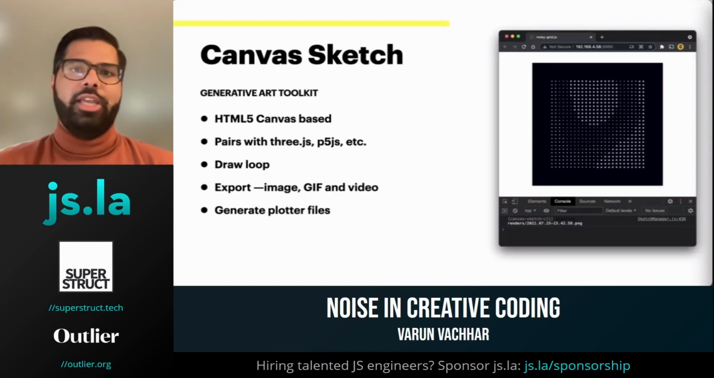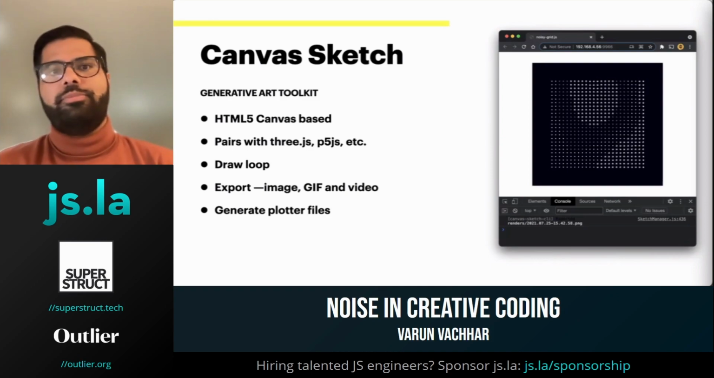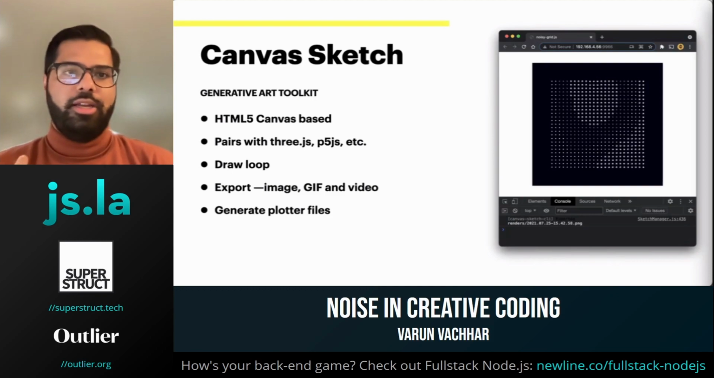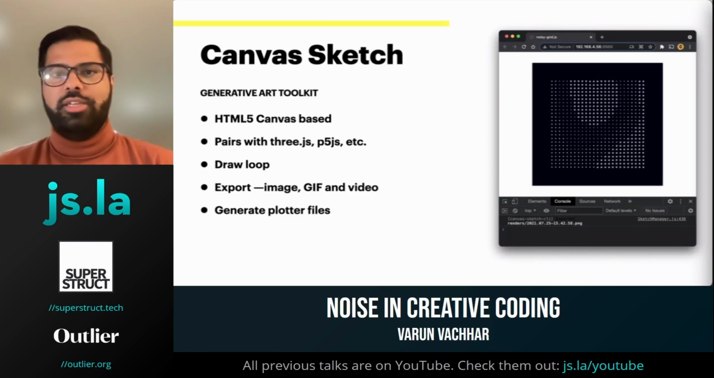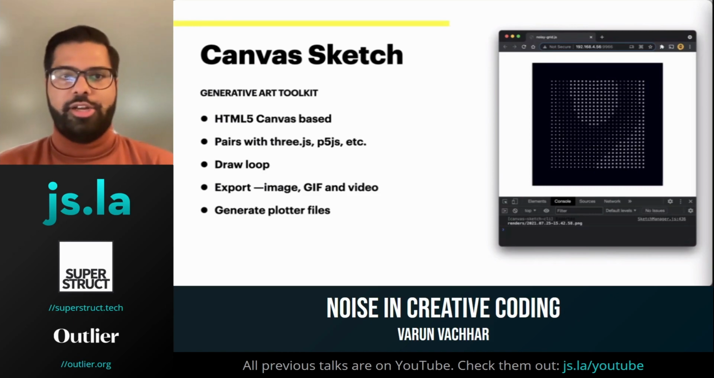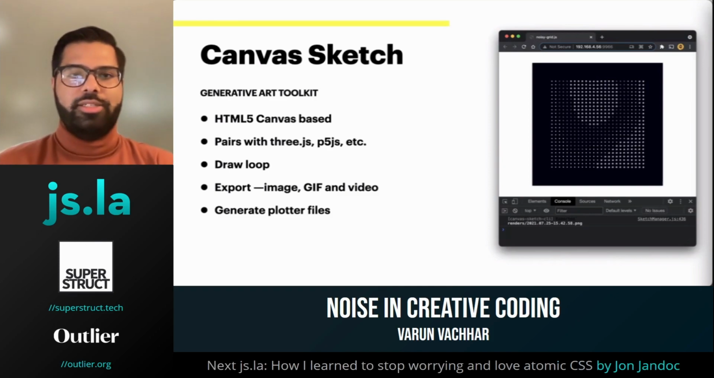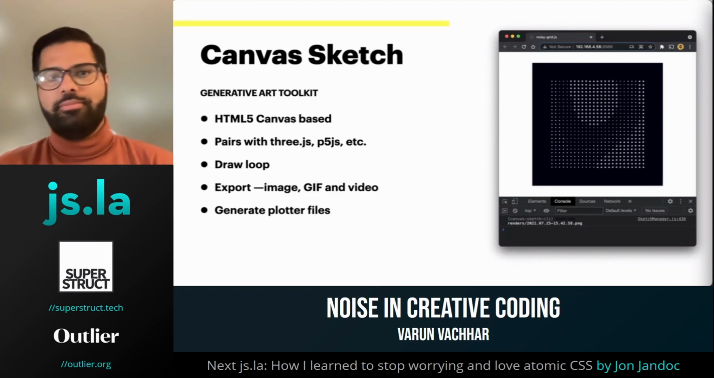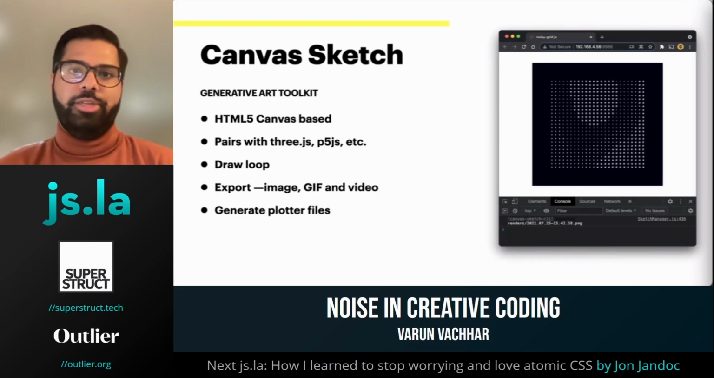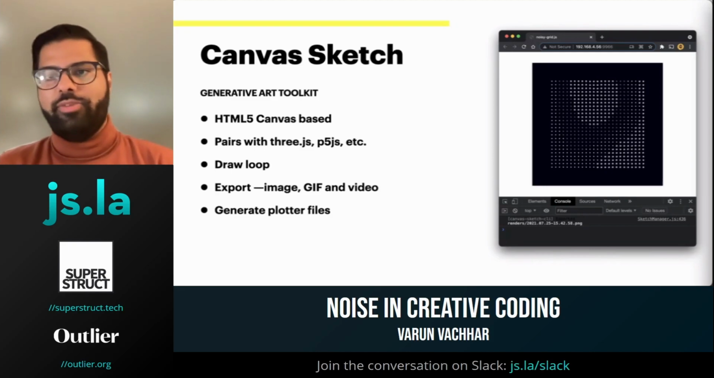So you're probably wondering what kind of tools I use. These days, I primarily use a generative art toolkit called Canvas Sketch. It's based around HTML5 canvas. So you can write raw canvas code and create visuals with it. Or you can pair it with other libraries like Three.js or P5.js if you want to create 3D scenes or want to write shader code. And it's not really a framework. It doesn't give you any mechanisms to write the generative art code. You're mostly writing either vanilla JavaScript to manipulate a canvas or whatever Three.js and P5.js gives you.